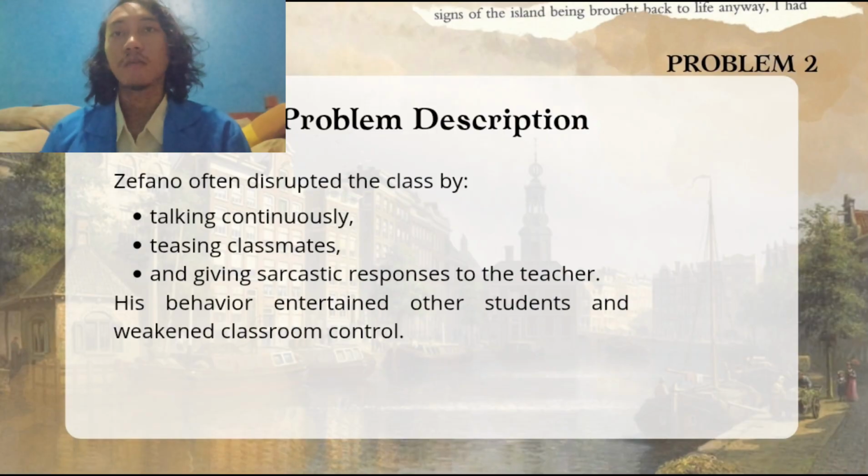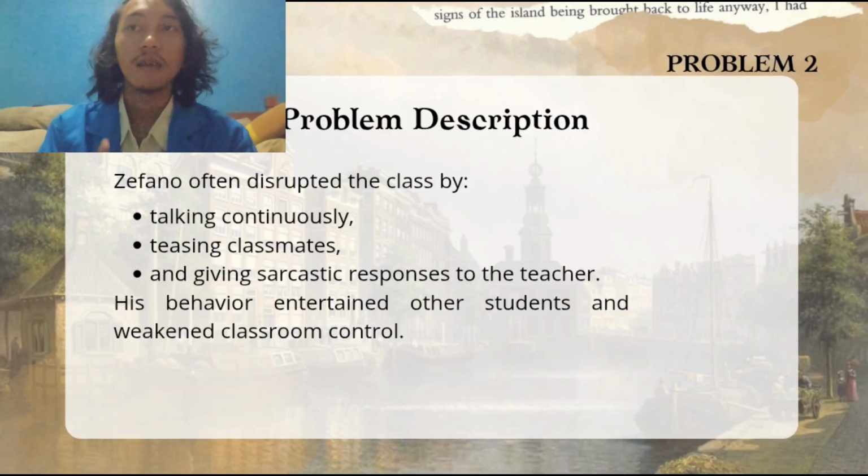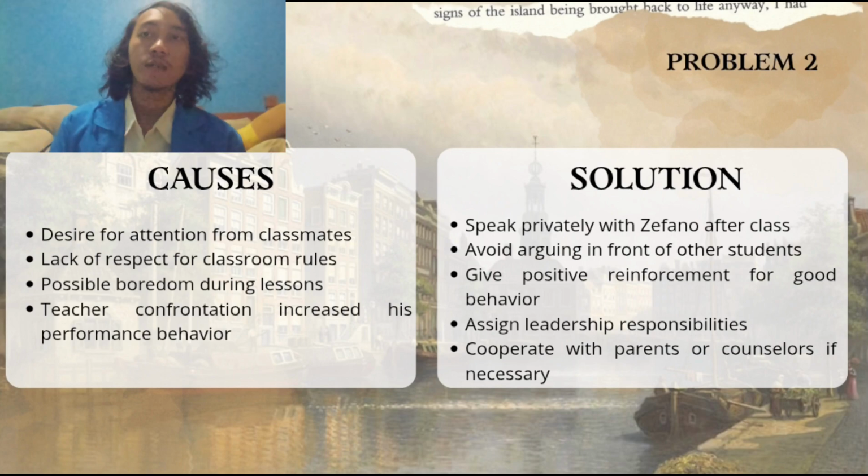The next, problem description. Zevano often disrupted the class by: 1. Talking continuously, 2. Teasing classmates, and 3. Giving sarcastic responses to the teacher. His behavior entertained other students and weakened classroom control. The next, causes and solution.